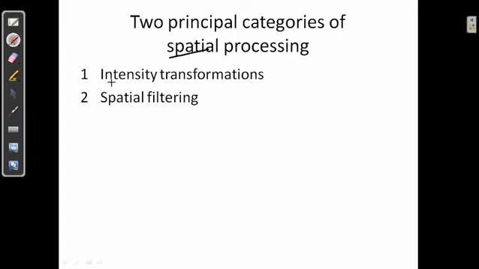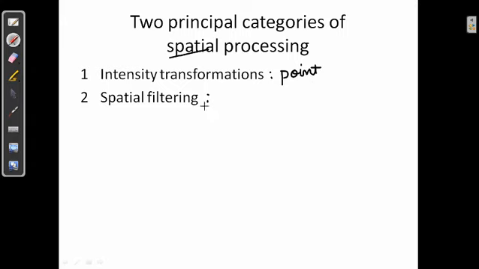Within spatial processing there are two types. One is called intensity transformation and the second one is called spatial filtering. In case of intensity transformation, we'll be processing point by point. That is, we'll be considering one pixel, operating on that pixel and getting the result, and then after that we'll be processing the next pixel. So individually we'll be operating on each pixel.